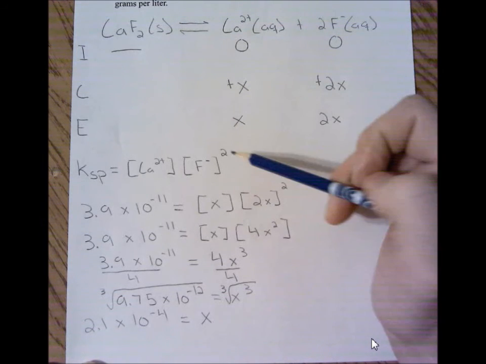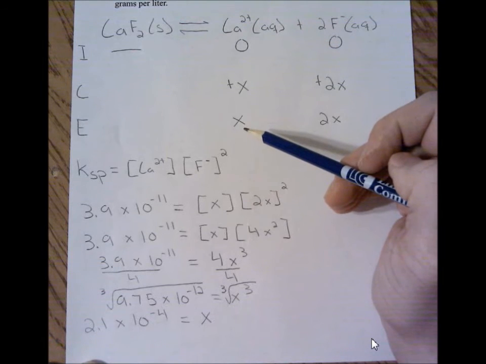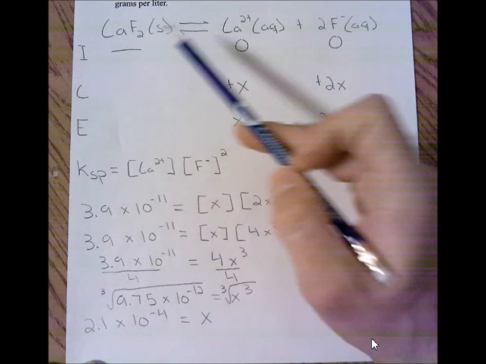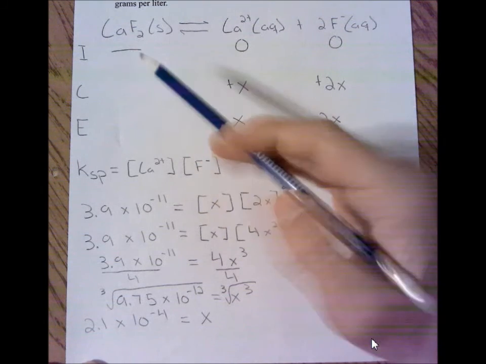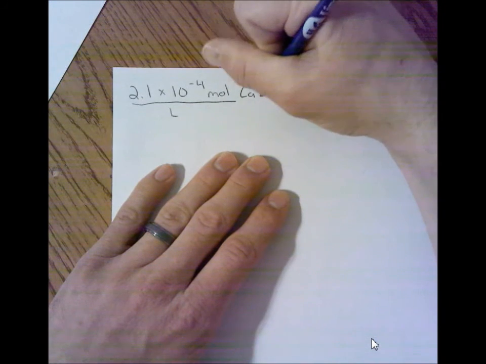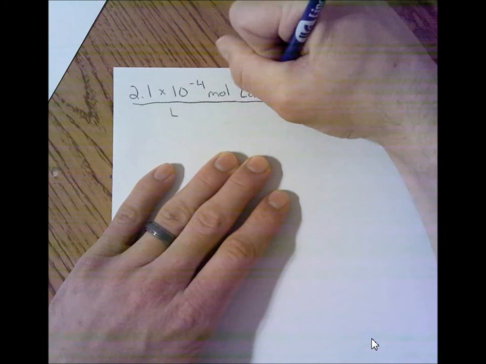Now, because calcium 2+ and calcium fluoride have a 1-to-1 stoichiometric ratio, what we can say is that this value for x that we found is actually 2.1 times 10 to the negative 4th moles per 1 liter, so molarity, of calcium fluoride, CaF2. Now, the problem said, what is my solubility in grams per liter?